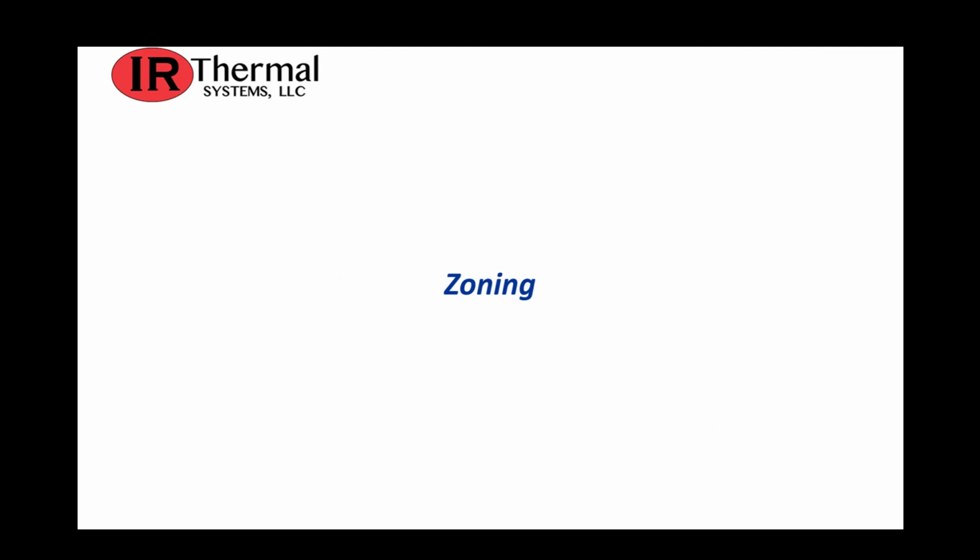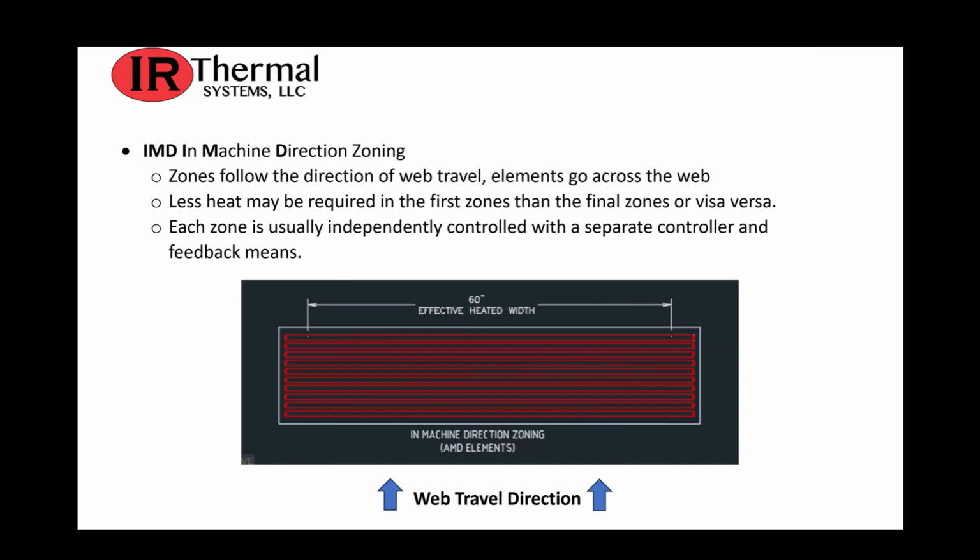So for the next portion of the presentation, we're going to go over zoning. The first type of zoning we're going to discuss is IMD, or in-machine direction zoning. In this type of zoning, the zones follow the direction of web travel, and the heating elements go across the web. Less heat may be required in the first zones than in the final zones, or vice versa. Each zone is usually independently controlled with a separate controller and feedback means.